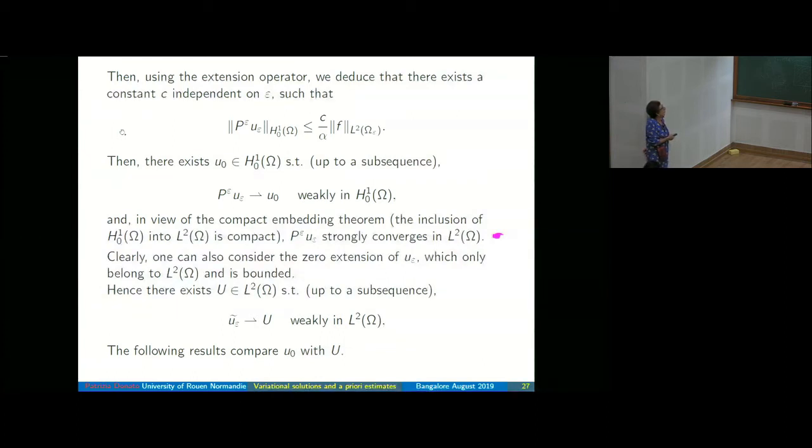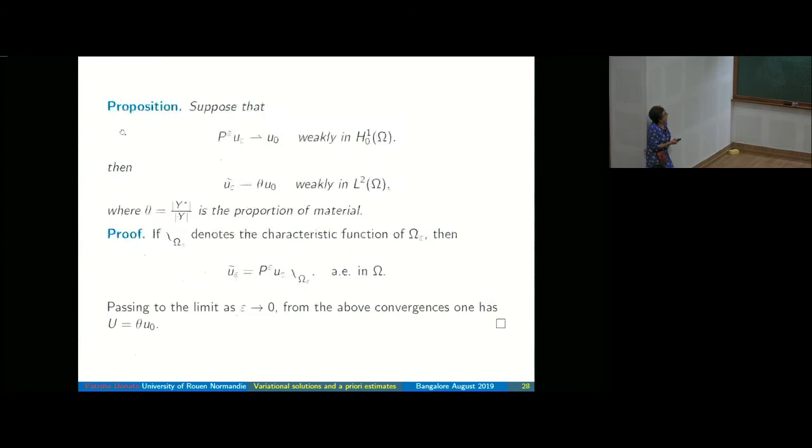Because we know that there are zero extensions in L2, and we know that there is an extension operator in H10, we want to know: is u0 equal to u or what? And what we obtain is that actually capital U is theta u0. That means that if P u epsilon converges weakly in H10, then the zero extension is weakly convergent to theta u0.